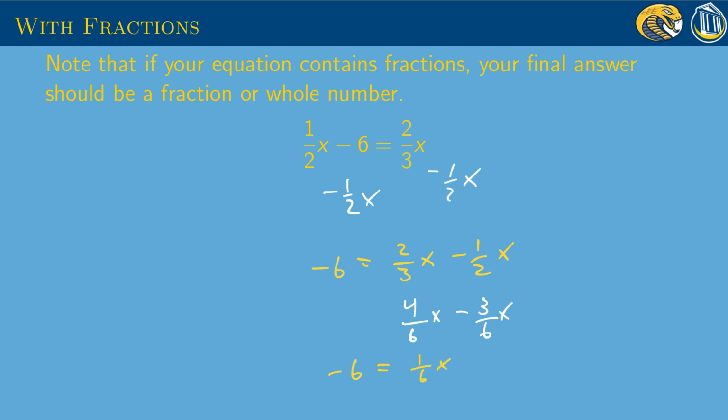In this case, we could divide both sides by 1/6, but it's probably a little easier to think of this as just multiplying by 6. And that gives us our final answer, minus 36 equals x. So we'll notice that even though we started off with fractions, our final answer was a whole number.